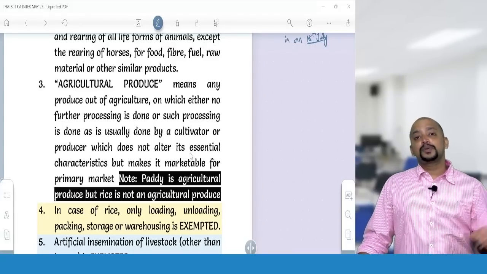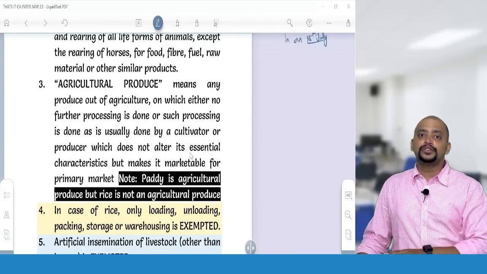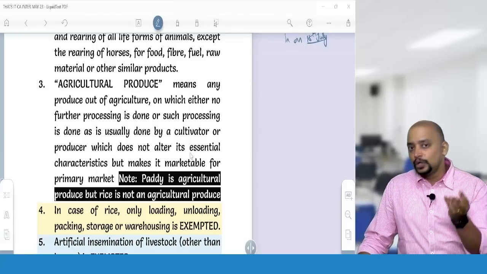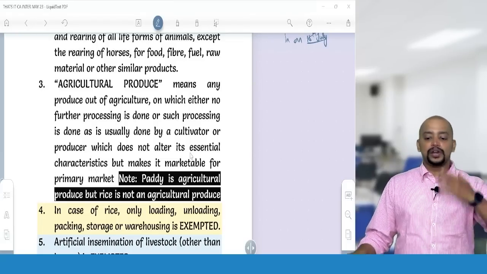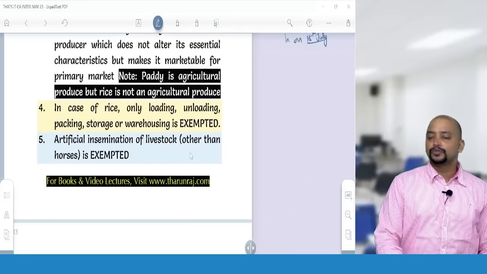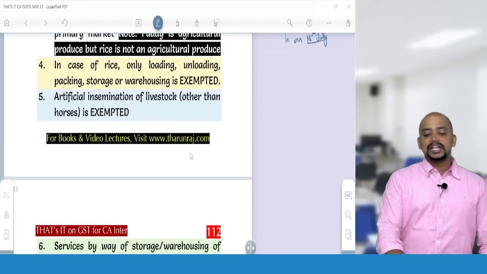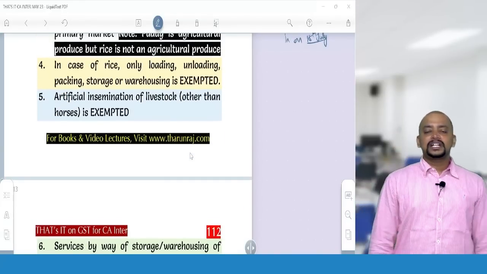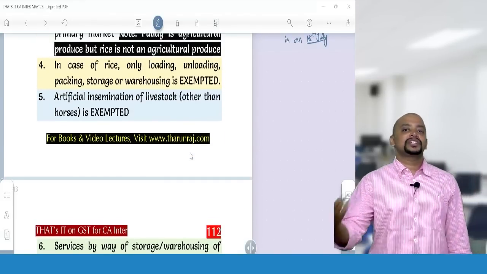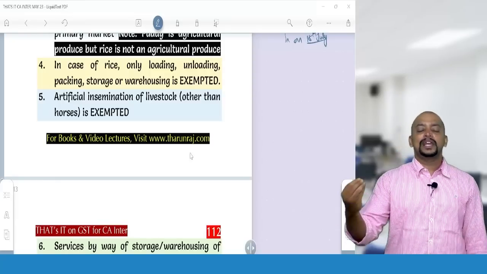Then with respect to rice, even though it is not agricultural produce, they have given some exemptions, that is loading, unloading, packing and storage of rice is exempted. That is the fourth point. Then artificial insemination of livestock. Through an artificial process, there will be reproduction done through injections, so that will be exempted.